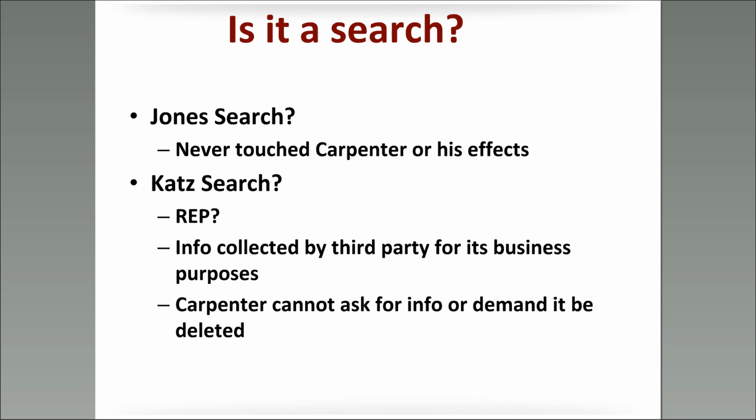Carpenter didn't have any ability to tell the phone company to erase the records or stop tracking them or not look at them, because the records belonged to the telecommunications provider, not to Carpenter. And so it didn't seem to fit in a Katz search either. And so the trial court and the appellate court declined to suppress the evidence, and then it went to the Supreme Court. And so let's see what the Supreme Court has to say.